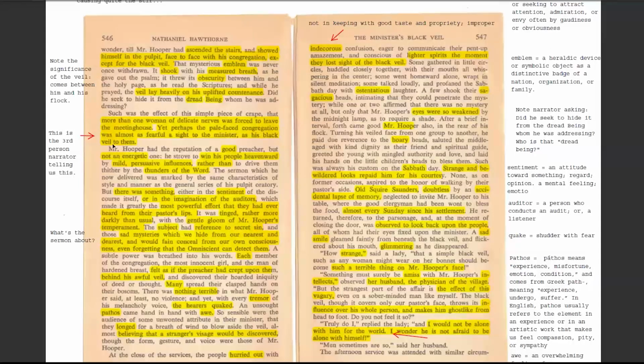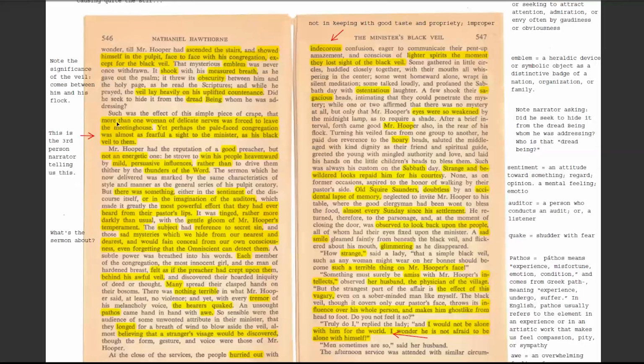Perhaps the pale-faced congregation, pale-faced. So these are white people, right? The pale-faced congregation was almost as fearful a sight to the minister as his black veil to them. This is the third-person narrator telling us, what's he telling us? You see how the third-person narrator paints? Perhaps, maybe, what do you think? Perhaps his congregation was as fearful to him as he was to them. I don't think so, because he's still doing what he does. He's still preaching.